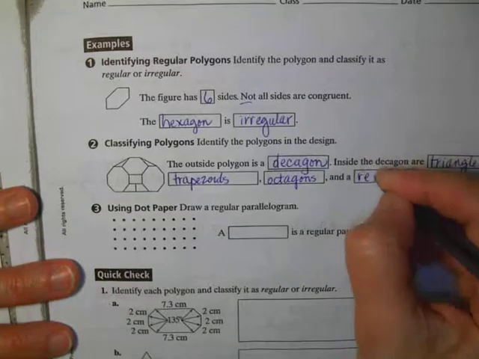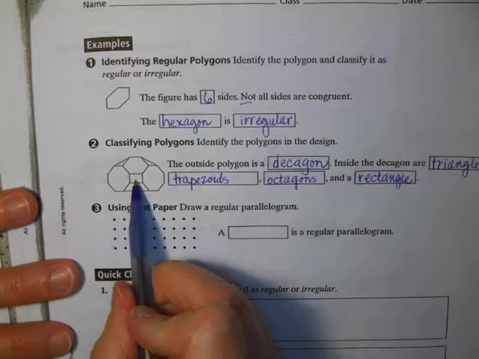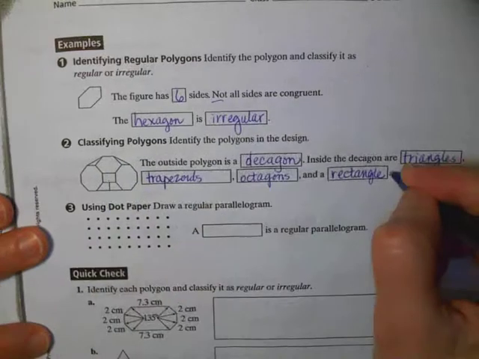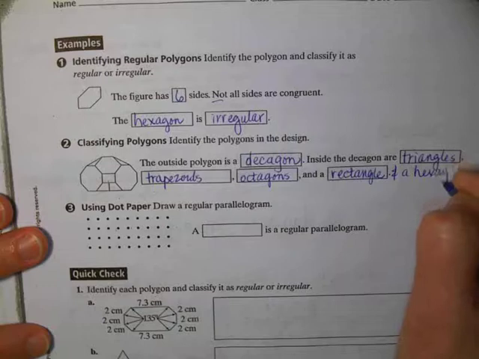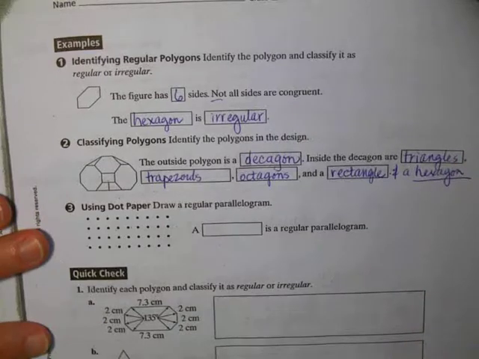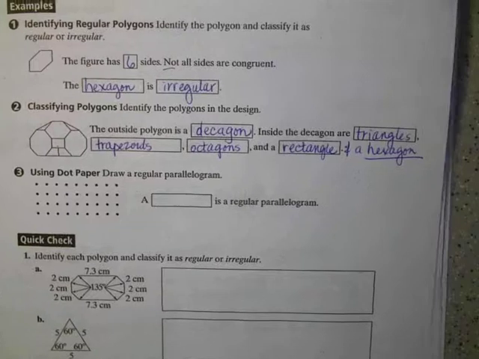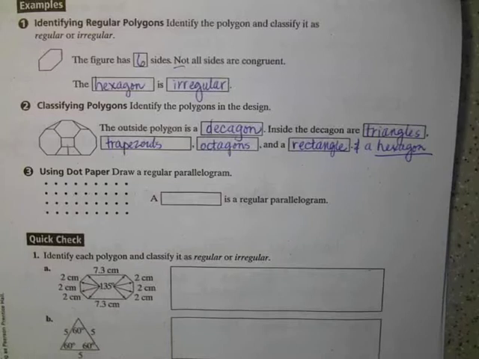A rectangle, which is this right here. And it should actually have one more blank for you. We have a hexagon right up here. So I'm going to fill that in, and then I think that takes care of all the different shapes within the design.